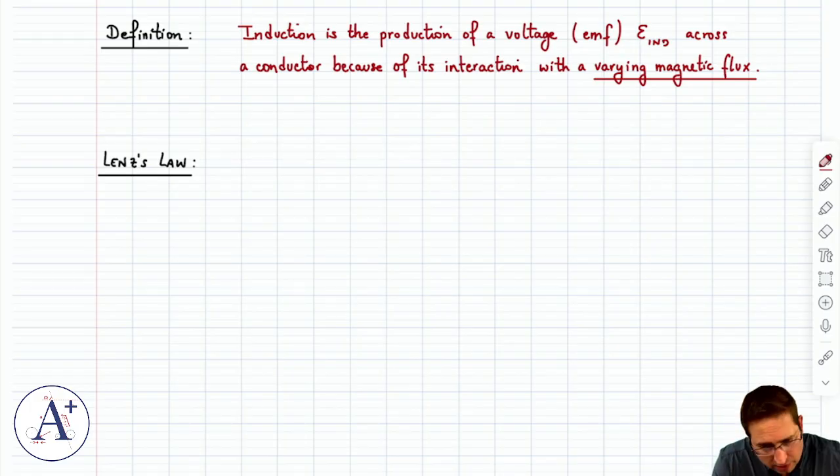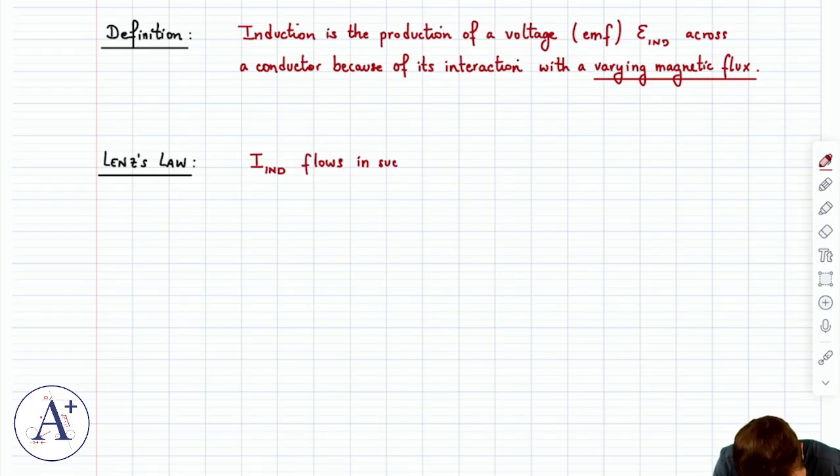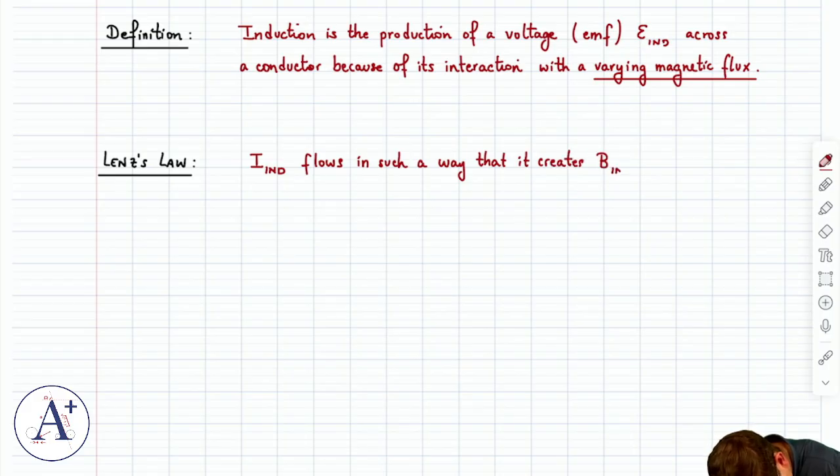Okay, so Lenz's law states that, there's no easy way to put it, so let's try to put it in the simplest terms possible. I induced flows in such a way that it creates B induced, an induced magnetic field, to oppose the change in magnetic flux.